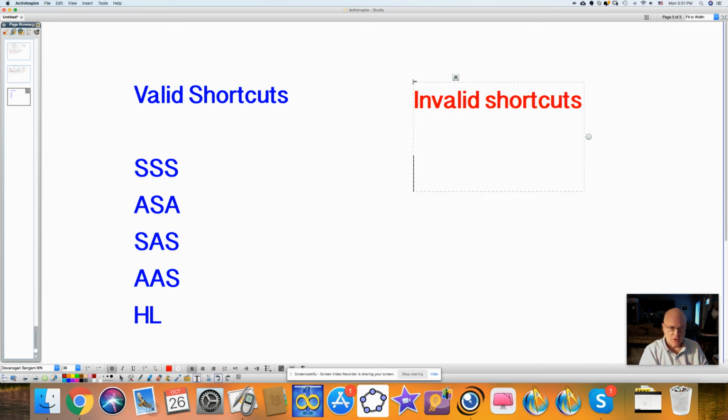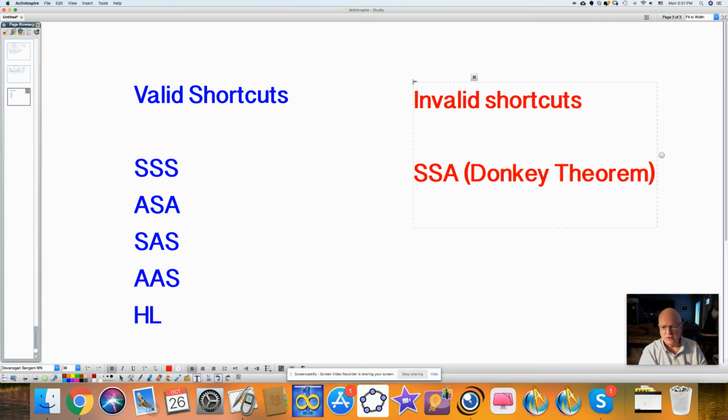The one is called SSA, which is something nasty backward. We call it the donkey theorem. It's invalid. You can't use it. And AAA, which is just auto insurance.